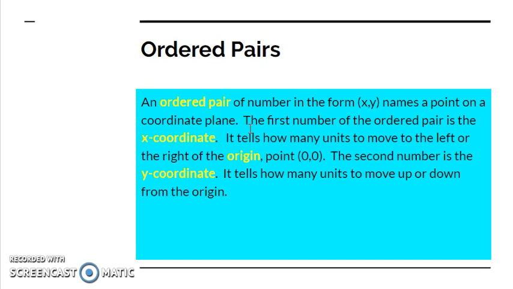Now remember, an origin is where we start from. So we always start at 0, 0. The x value is 0, and the y value is also 0. The second number in the ordered pair is the y-coordinate. It tells how many units to move up or down from the origin. Now remember, you're on a vertical number line, so it's either going to be above 0 or below 0.